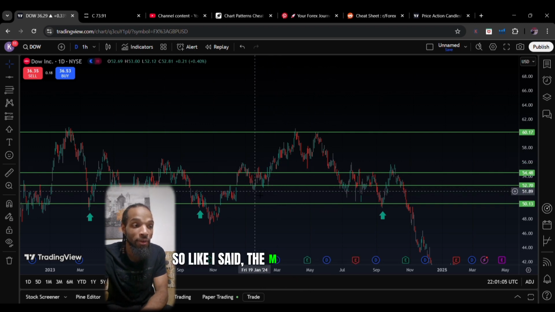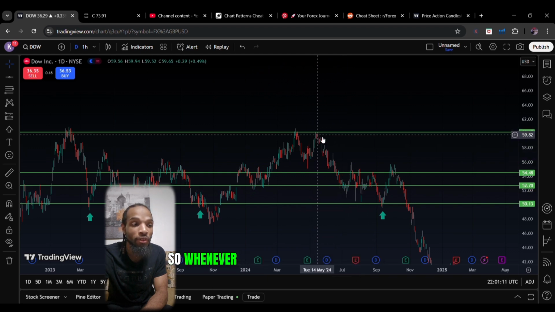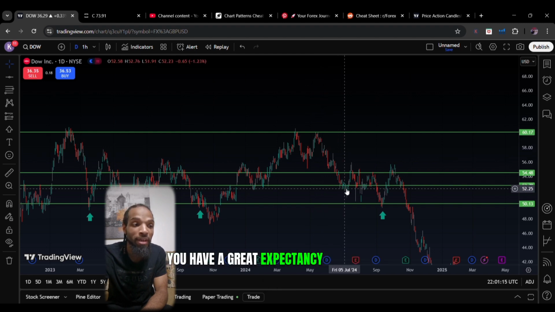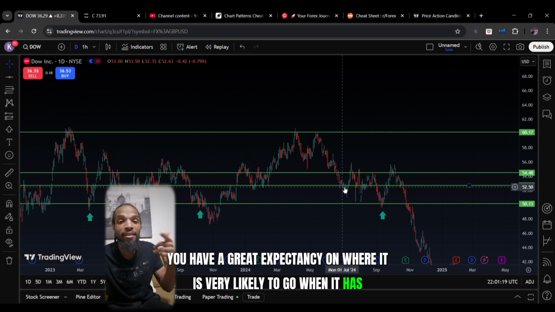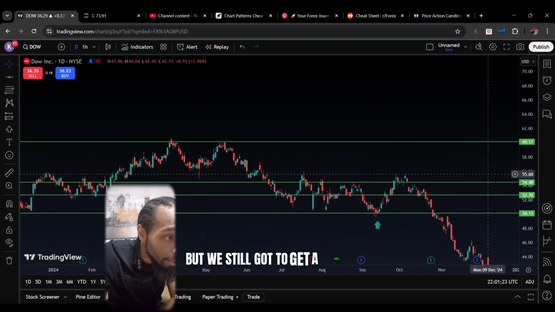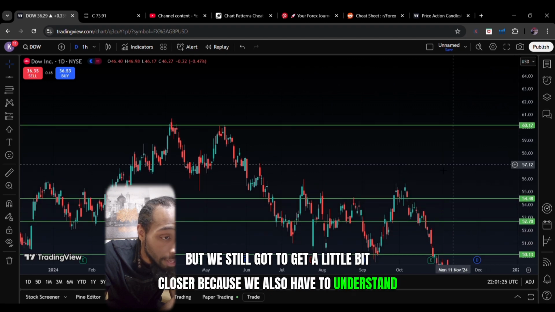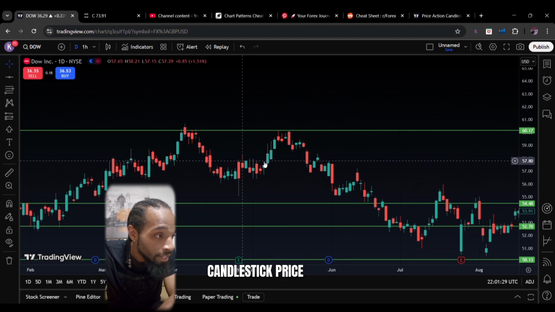So like I said, the M formation started from here. And look, it reached it. So whenever you put your entry in right here, you have a great expectancy on where it is very likely to go when it has formations like this. But we still got to get a little bit closer because we also have to understand candlestick price actions.